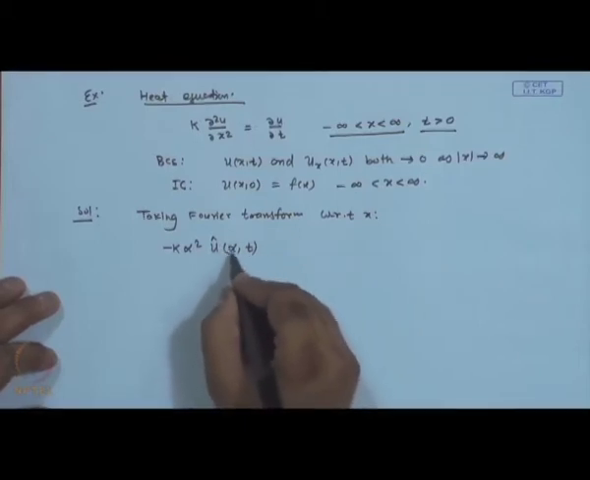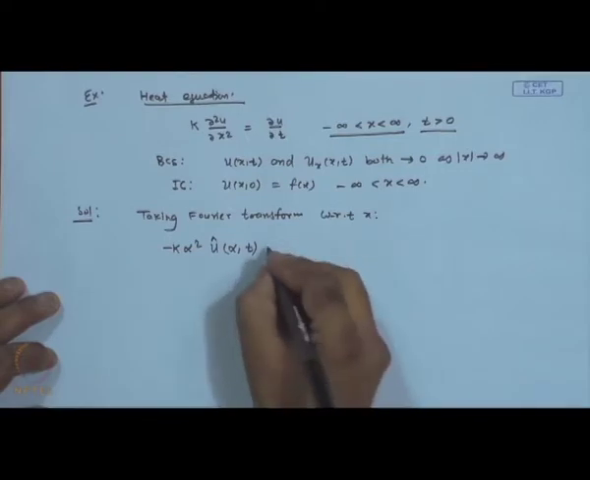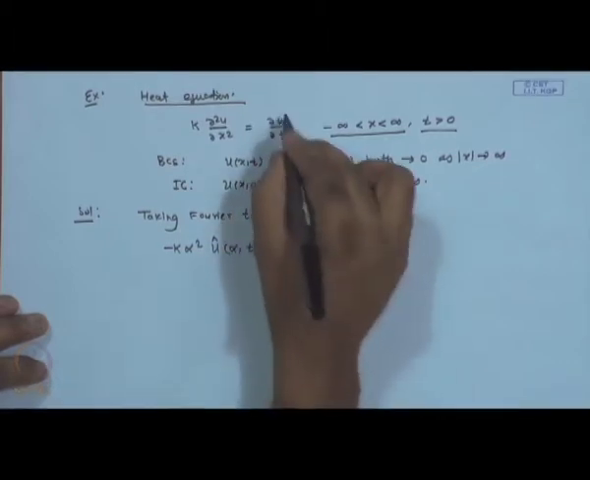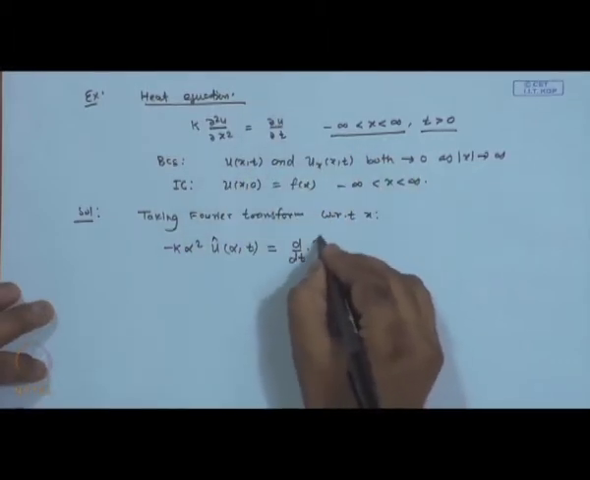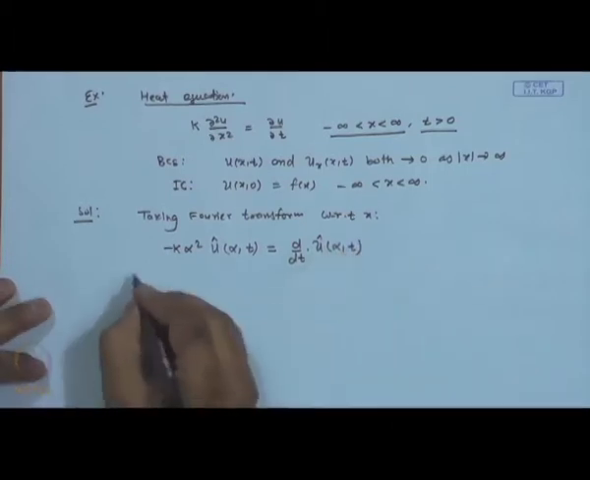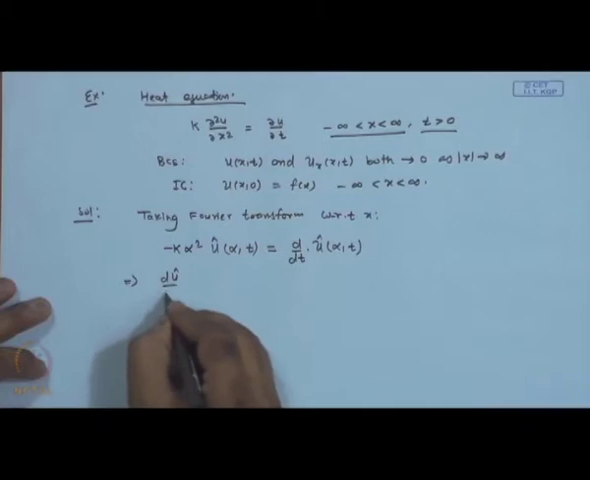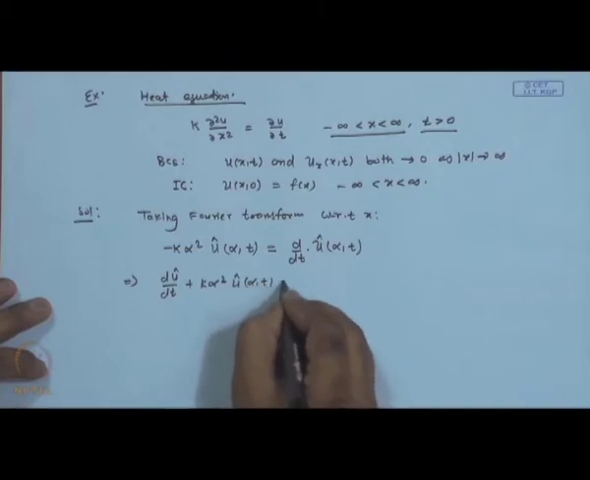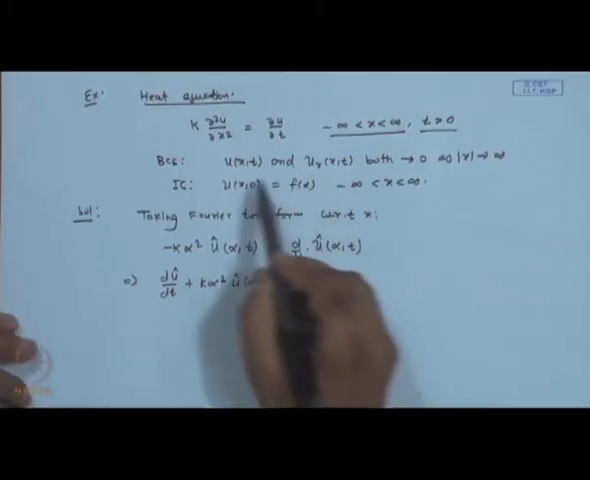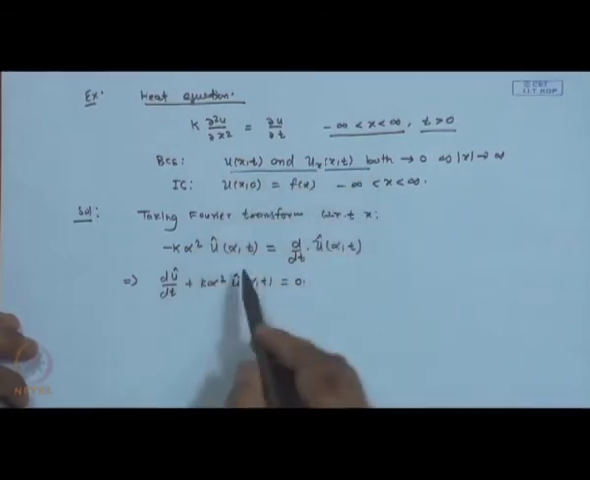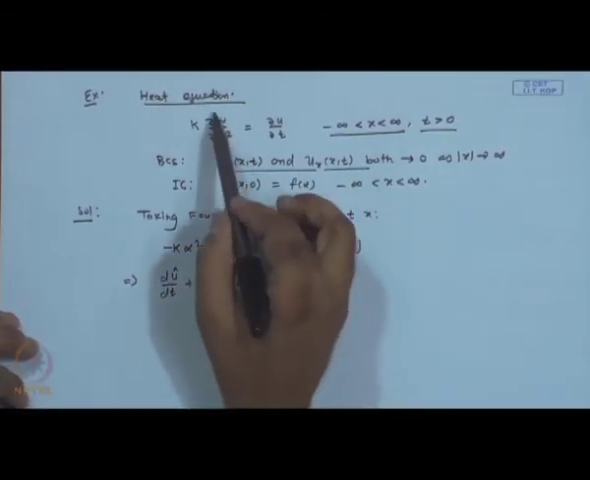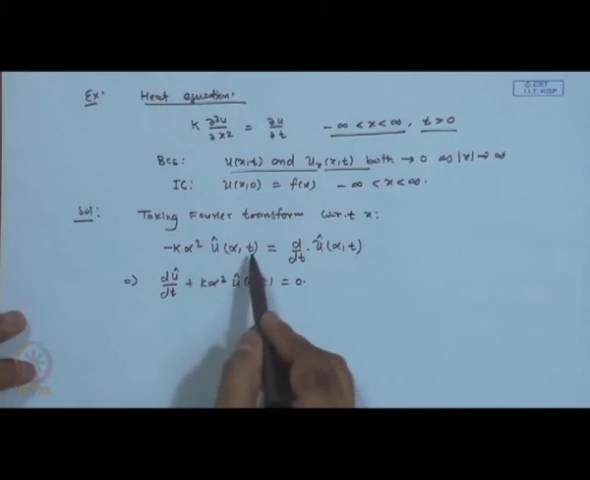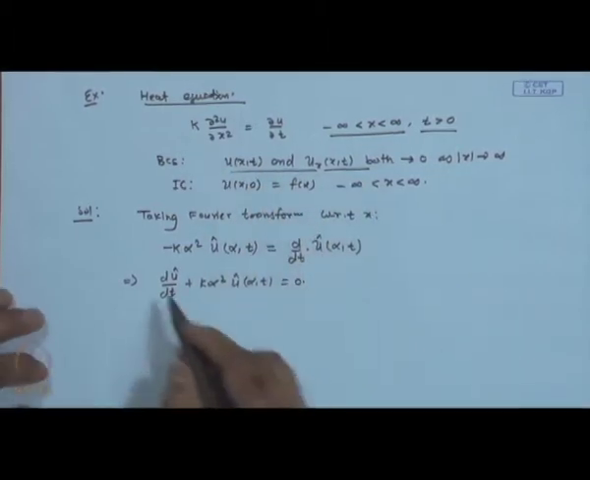With respect to x we have taken the transform, so this x is replaced by alpha, and on the right hand side d over dt will remain as it is, and the Fourier transform of u will be u hat of alpha, t. So, we get du hat over dt plus k alpha square u hat alpha t is 0. Note that the boundary conditions for this problem we have already used here, because for the Fourier transform of the double derivative, minus alpha square u hat alpha t, we have used these two boundary conditions.